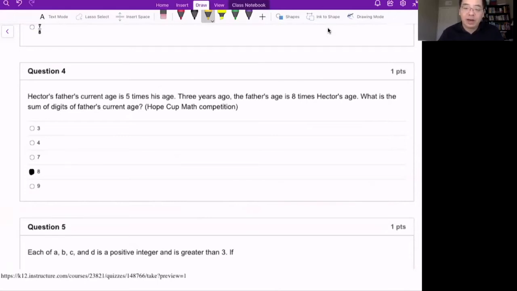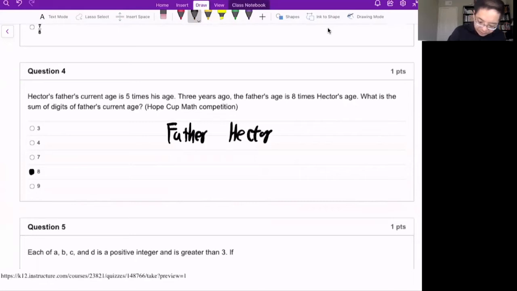The quickest, or I could say the most efficient way to solve this kind of problem is to use algebra. So I'm going to introduce a variable which I call x. I let x be the current age of Hector. Let me put it here. So we have father and Hector. This is the current age. I put this to be x, and then we have the age 3 years ago.